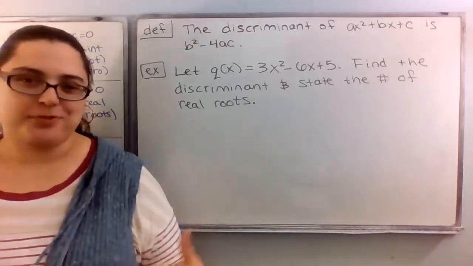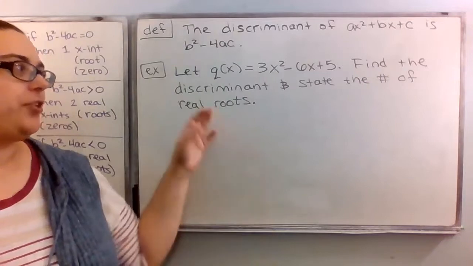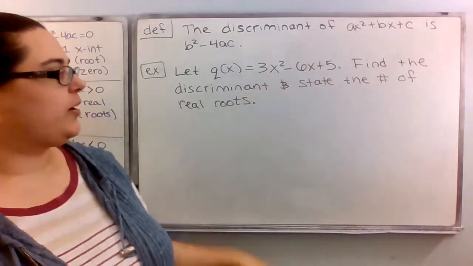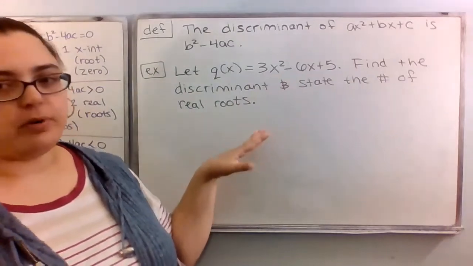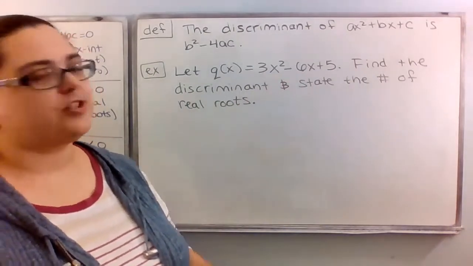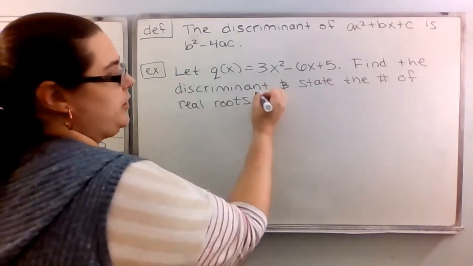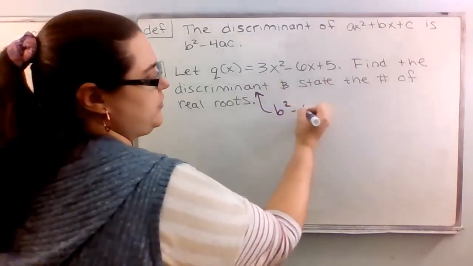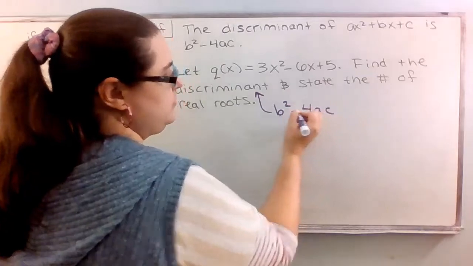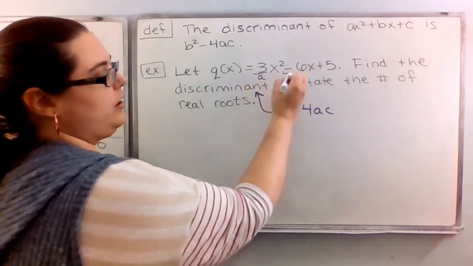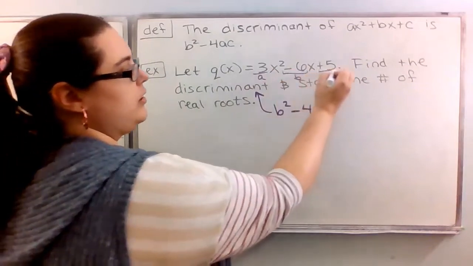All right, and now let's work through this example. So q of x is 3x squared minus 6x plus 5. We want to find the discriminant and state the number of real roots. So let's do the first part first, find the discriminant. So the discriminant is b squared minus 4ac. So just a reminder, this is our a, this is b, this is c.